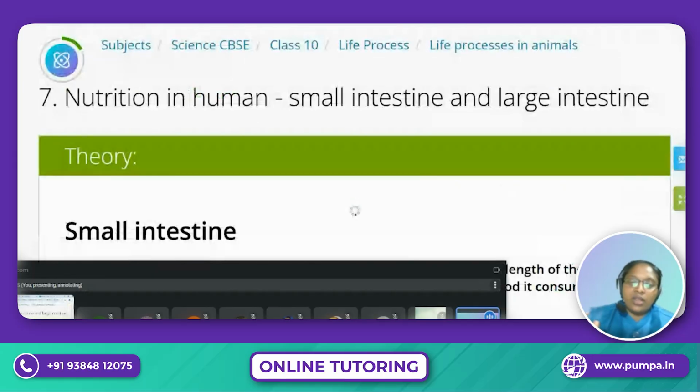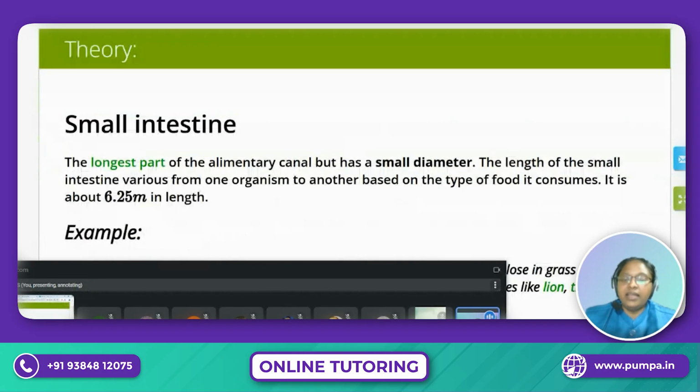Okay, small intestine, clear? About the small intestine, you have to remember that the digestion will be completed. Children, the digestion will be completed in the small intestine. So when our food reaches our small intestine, the digestion will be completed. After the digestion is done, what happens next, everyone? Guess.